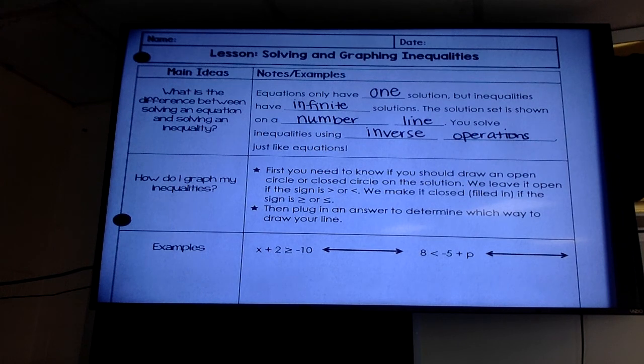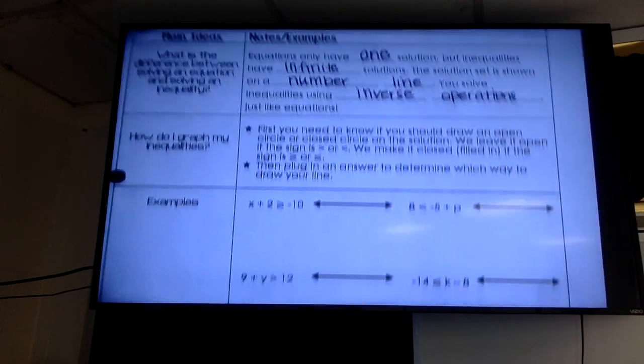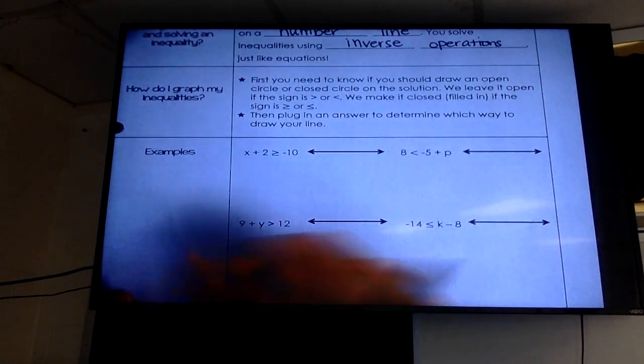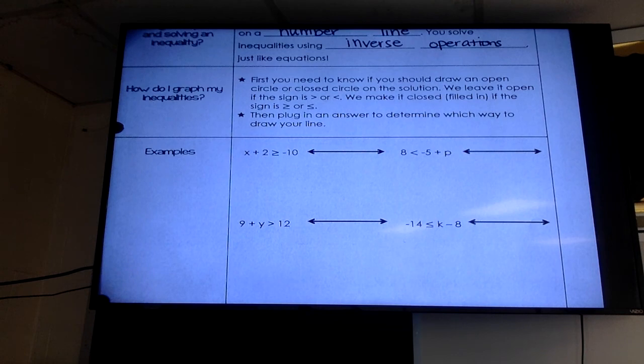First, you need to know if you should draw an open circle or a closed circle on the solution. We leave it open if the sign is greater than or less than. We make it closed or filled in if the sign is greater than or equal to or less than or equal to. Then plug in an answer to determine which way to draw your line. So let's try some examples, and we're just doing very basic one-step inequalities here.